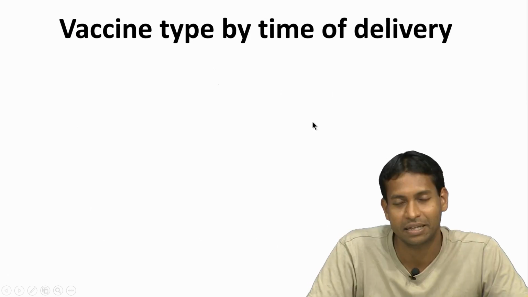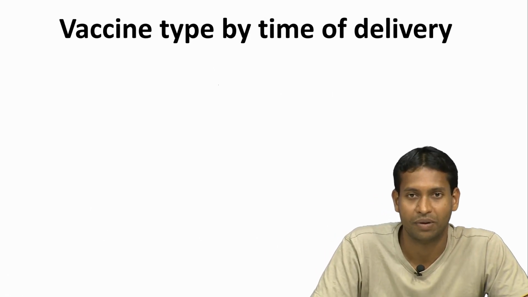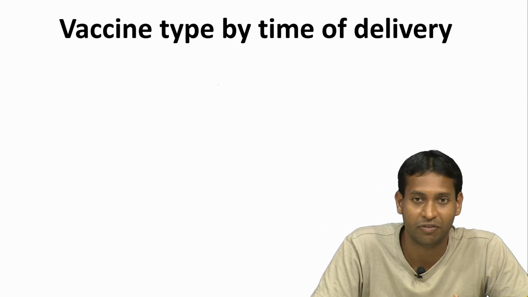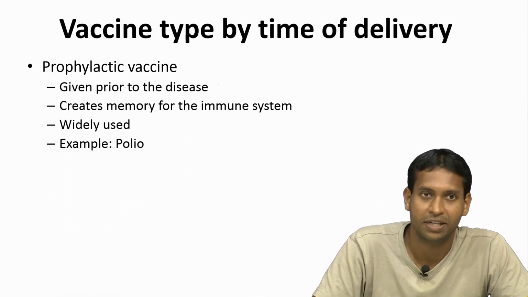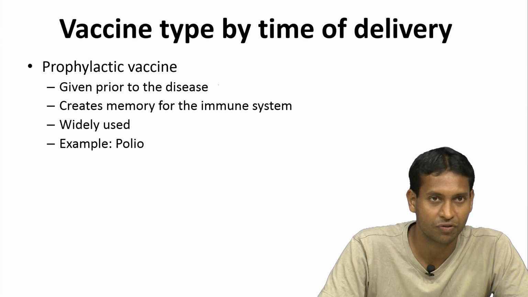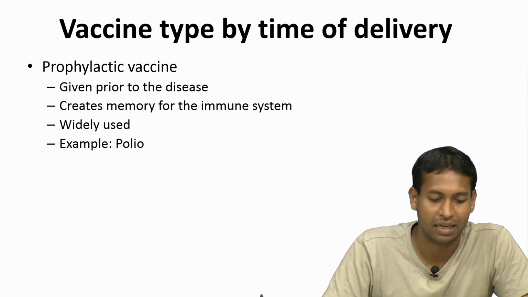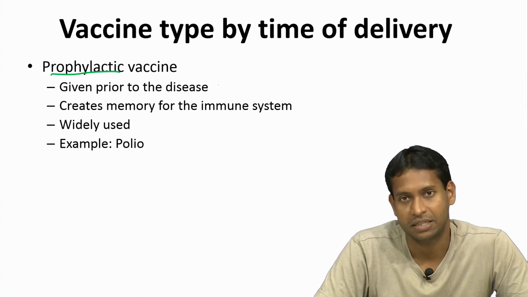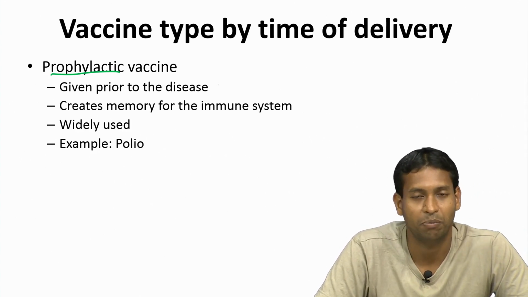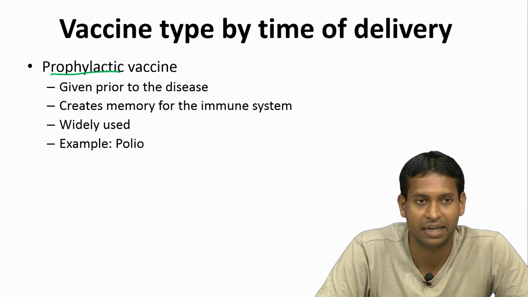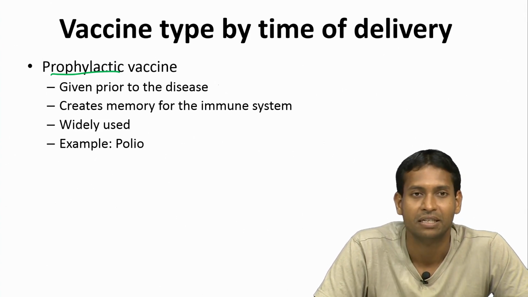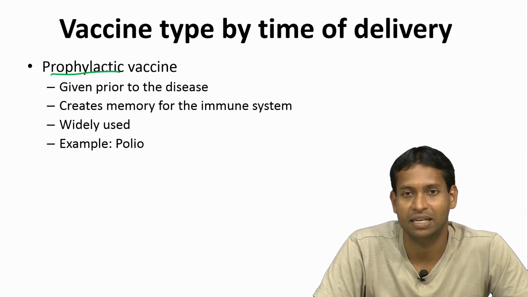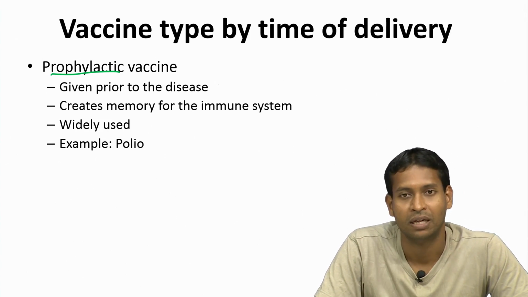So, vaccines, depending on how you are delivering them, can be defined into different types. One is called a prophylactic vaccine, and I am sure most of you are aware of this. As the name suggests, this is a vaccine that is given prior to the disease. We know that polio is a big problem and that it can affect lots of babies. So, why do we not give a vaccine against polio before the polio has a chance to infect a baby?